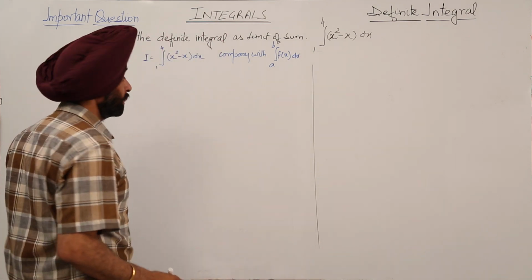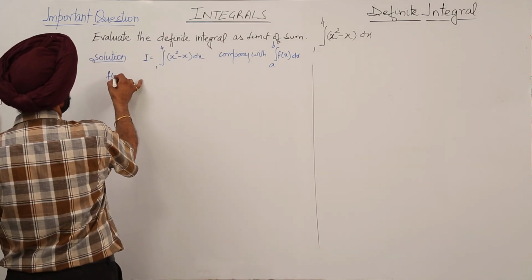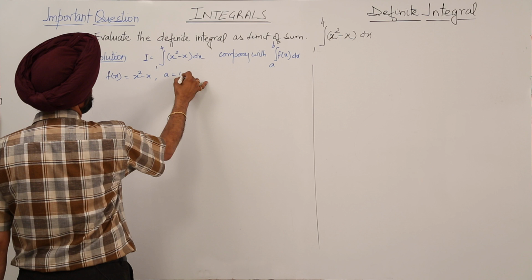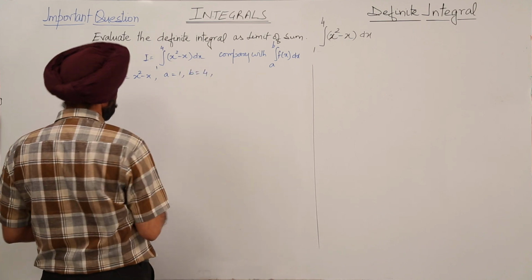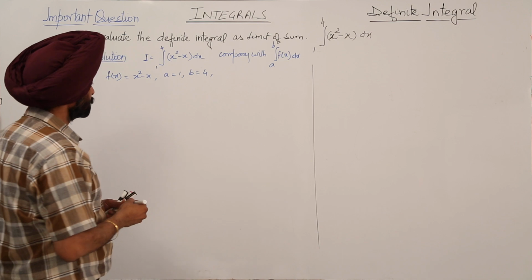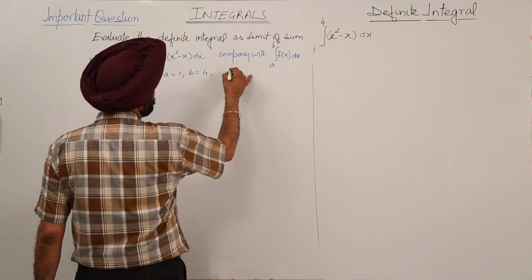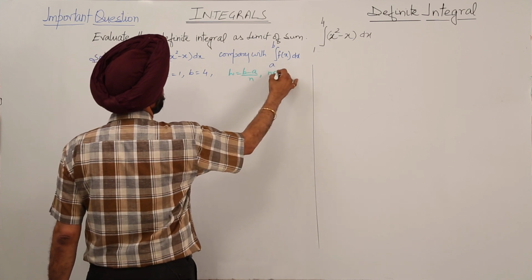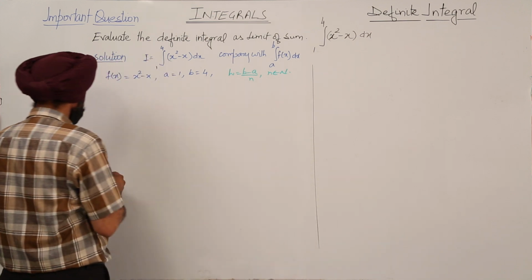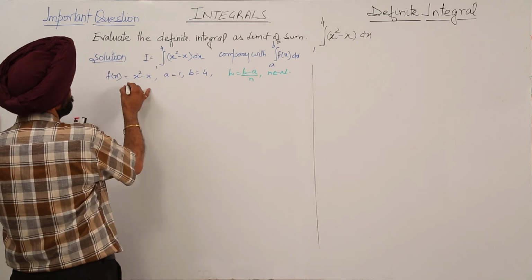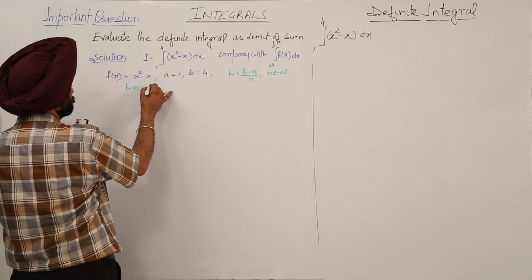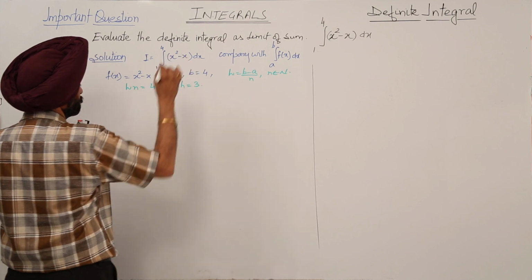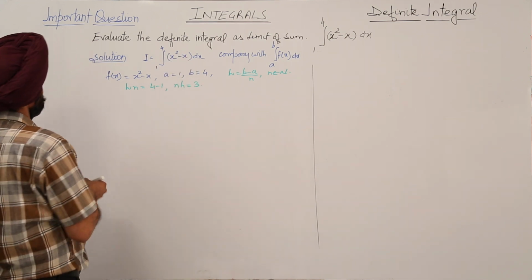Now what we are getting? f(x) is equal to x square minus x, a is equal to 1, b is equal to 4. Now next step was h is equal to (b minus a) upon n, where n belongs to natural numbers. So nh is equal to 4 minus 1, nh is equal to 3. Now writing the theorem.